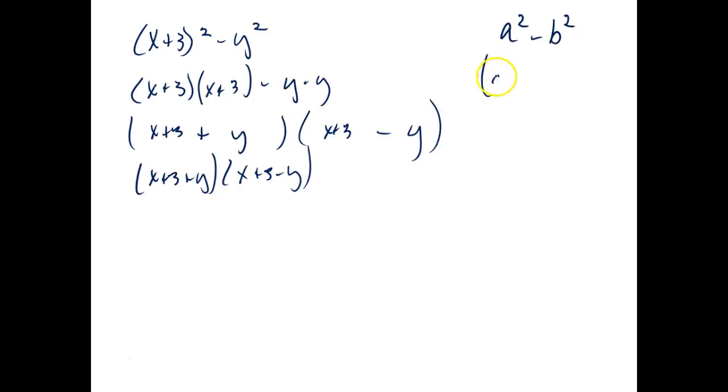A minus b times a plus b. Very good, okay? And guess what? In this problem, the a is x plus 3. So put it down, right there, x plus 3. Minus, and what's your b? Y. X plus 3 minus y times x plus 3 plus y. Plus y, yeah, exactly. X plus 3 minus y times x plus 3 plus y.